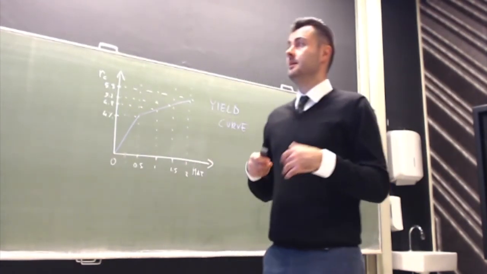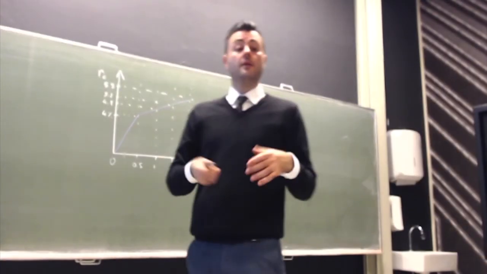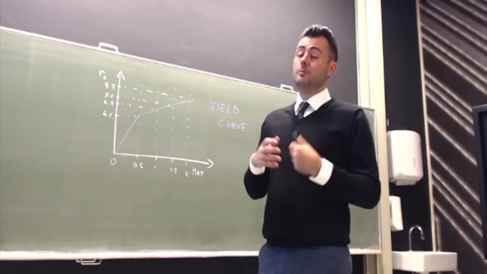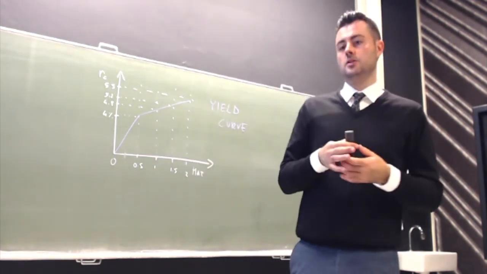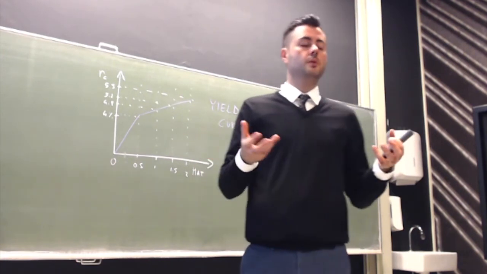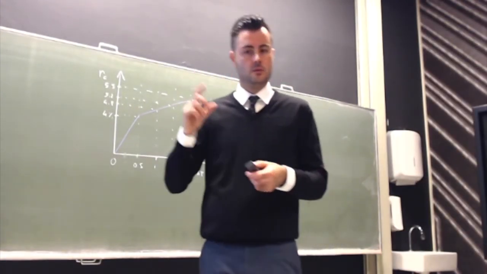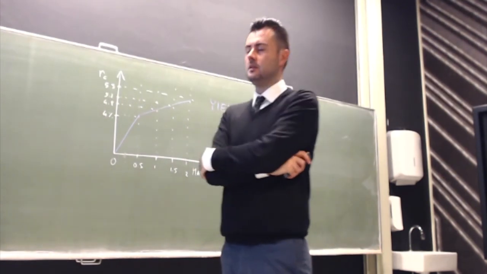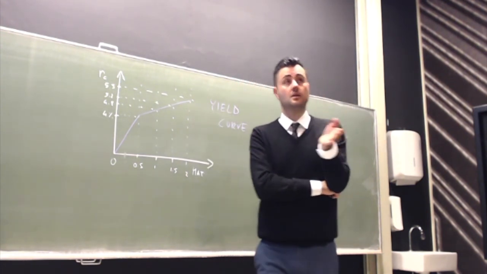Now, on these types of things, they actually invest a lot of money, trying to find systems that monitor the preferences of clients. And they also invest quite some money in studying something that in economic theory goes under the name of liquidity preference theory. So you can imagine that most people, you can say all people, prefer to have liquidity, and in order to block their liquidity in an investment, they need the right incentive, so the right interest rate, for example, if it is a deposit, or the right expected return if it is another type of investment. Playing on this, playing on the interest rates, banks try to reduce the asset liability mismatch.